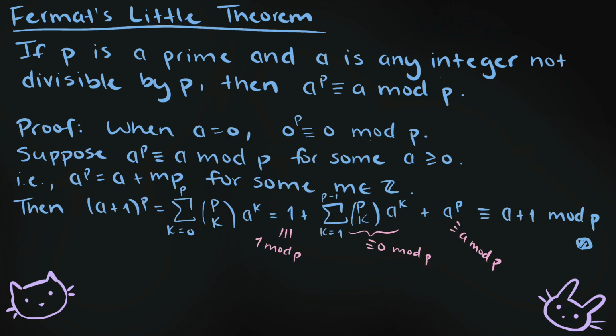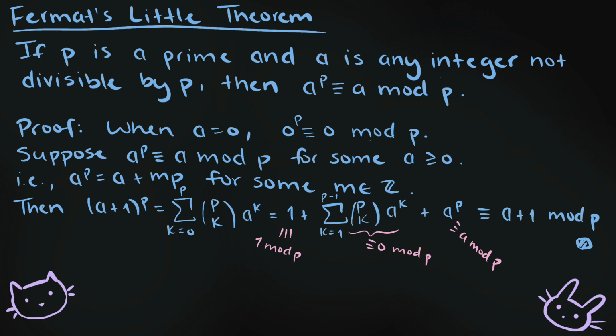Induction on a. So when a is equal to 0, this is just trivial. 0 to the p is equal to 0 mod p. And now let's move on with the induction. Suppose a to the p is equal to a mod p for some non-negative a. Now what happens with a plus 1?